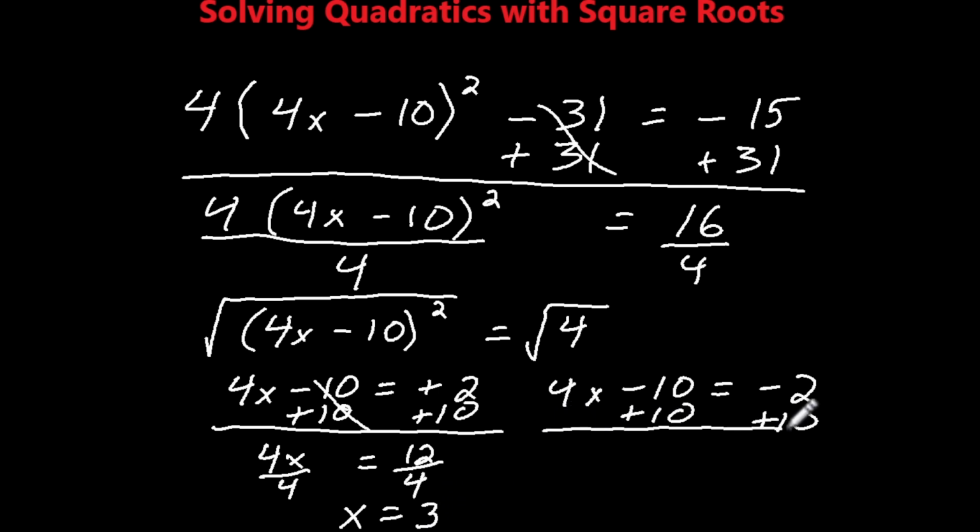And on this side, I bring down the 4x. You have a 0 pair, and I have plus 8. And I divide both sides by 4, and I get x equals 2. So those are my two solutions.